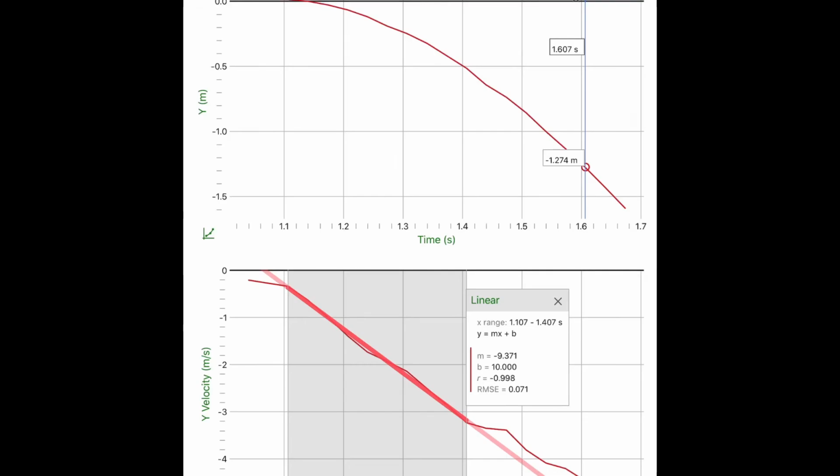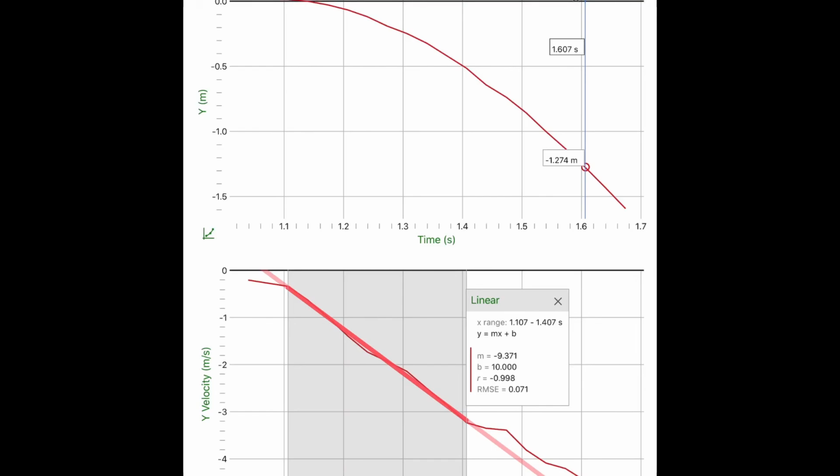And I found out that the acceleration of the ping pong ball was negative 9.371 meters per second each second, which in terms of velocity means that the velocity was increasing by negative 9.371 meters per second every second that the ping pong ball was moving. It doesn't matter if the ping pong ball were to be moving in the positive or negative direction, it would always increase by the same amount.